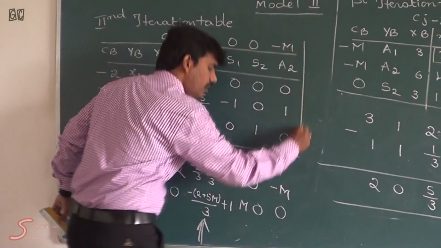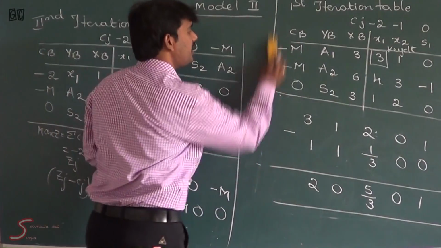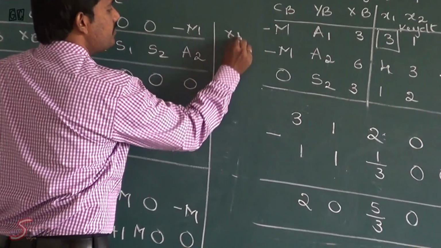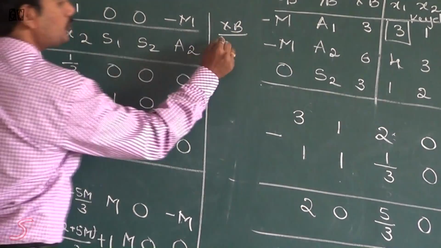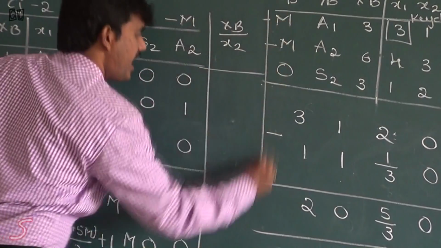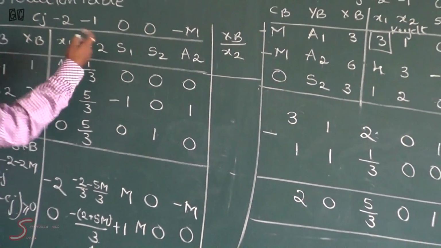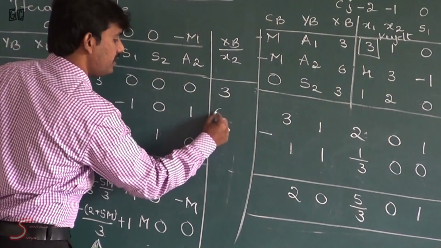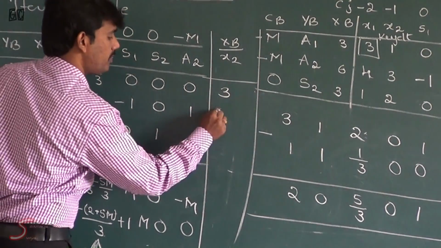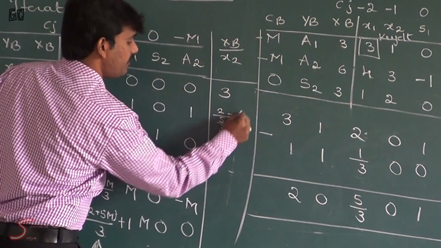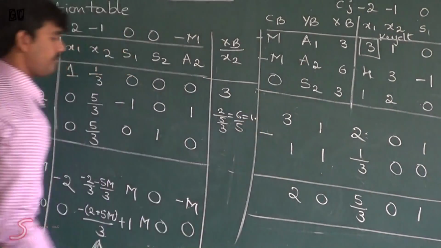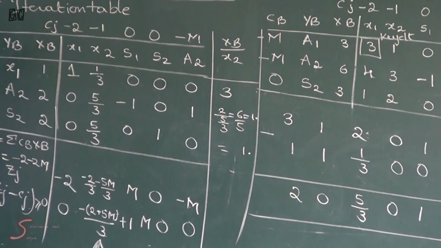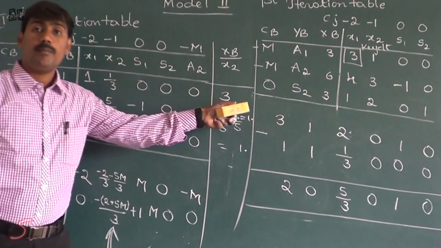After that we have a minimum ratio rule. The minimum ratio rule is xb by xj. That is, this arrow will represent x2. So we have xb by x2, that is 1 by 1 by 3, that is 3. 2 by 5 by 3, that is 6 by 5, that is 1 point something. Clear? So we have to consider the positive minimum here.